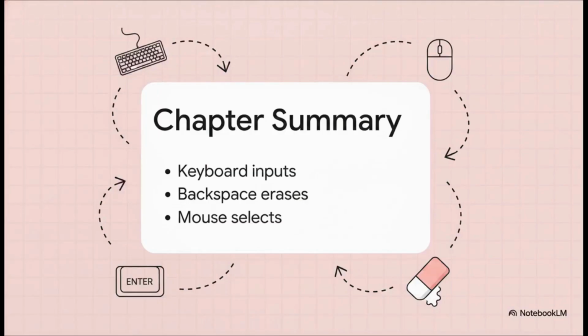Let's do a rapid-fire review of that chapter summary, because we're about to put this to the test. Remember, keyboard equals input device. 104 keys, 26 are alphabet. Enter moves you down, backspace erases. And the mouse? It's your pointer to select, click, and drag.